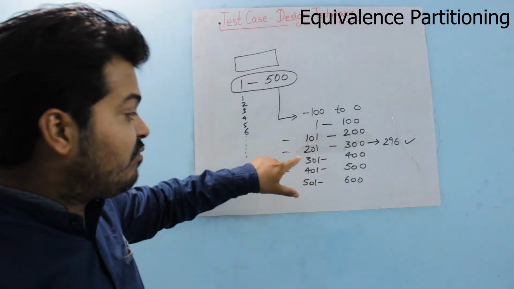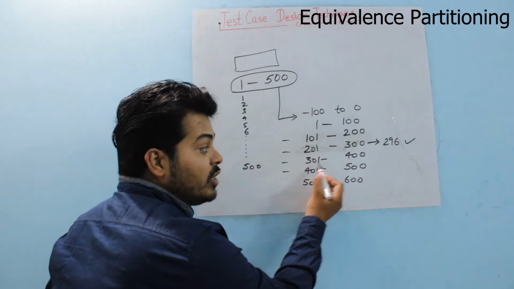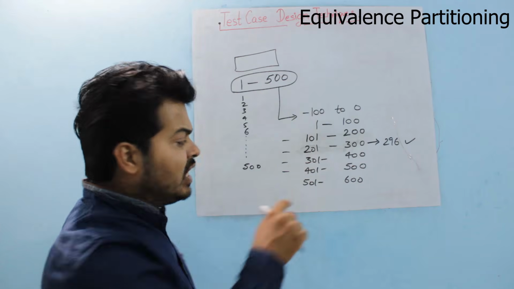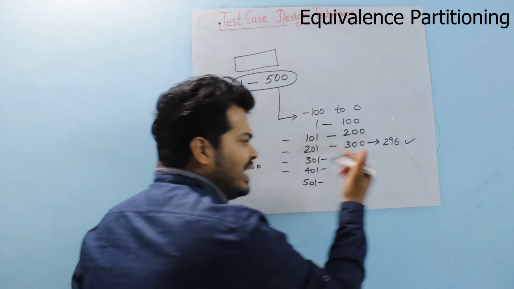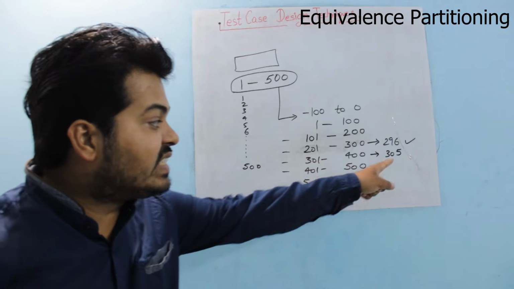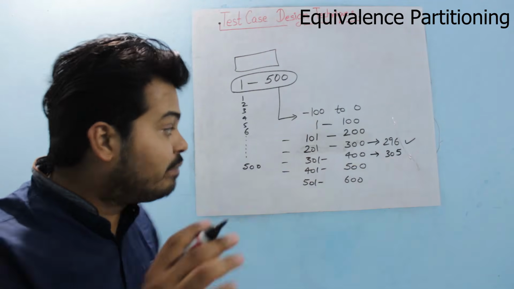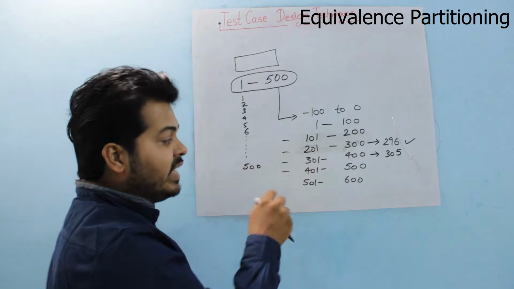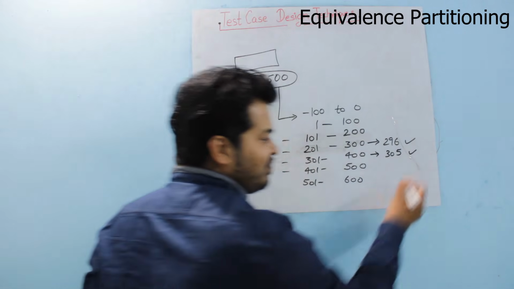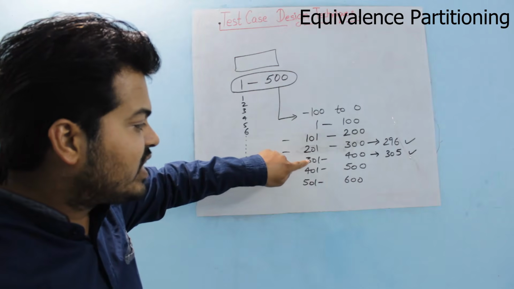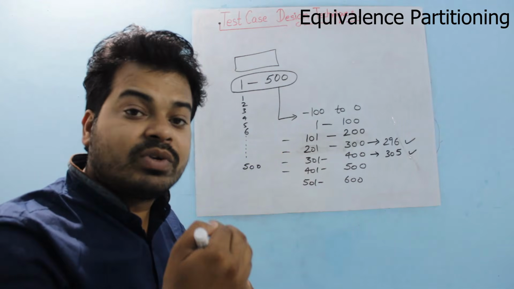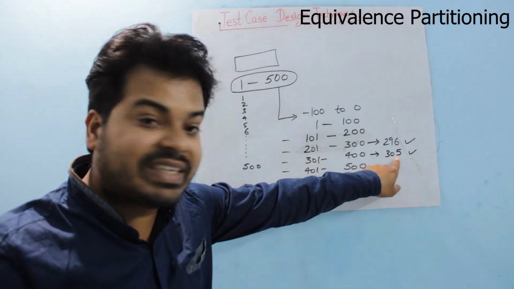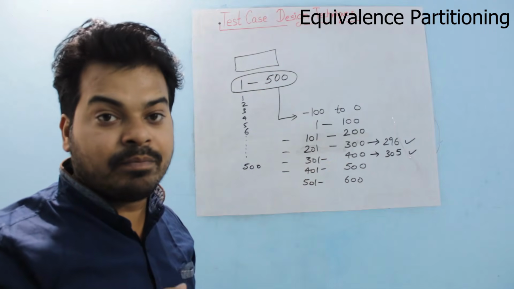And if you have taken the class 301 to 400, you have to test that class by entering only one digit out of this 301 to 400. Let's say you are taking 305. If it is accepting 305, it means it will accept all the class values, from 301 to 400. It means this class is also pass. So instead of testing with 100 different test cases, you are testing with only one test case and you are saving your time.